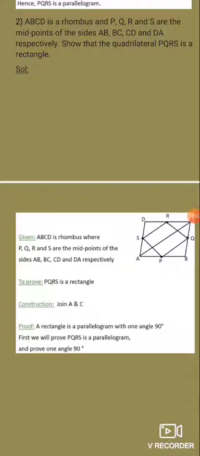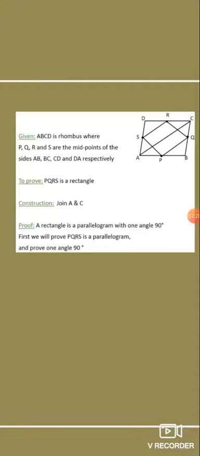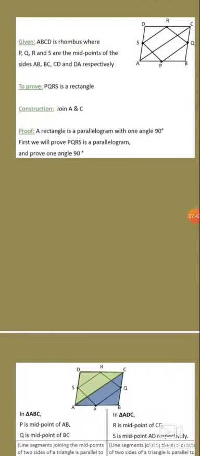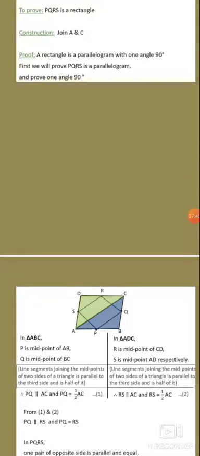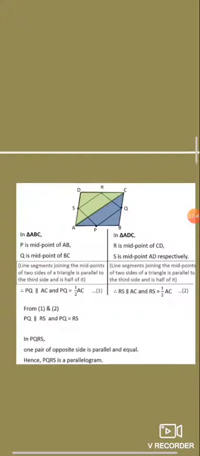Given condition: ABCD is a rhombus where P, Q, R and S are the midpoints of the sides AB, BC, CD and DA respectively. We need to prove PQRS is a rectangle. For that, join A and C. Now, the proof. A rectangle is a parallelogram with one angle 90 degrees. So, what do we want to do first? First, we want to prove PQRS is a parallelogram, and then we need to prove one angle is 90 degrees. Then it becomes a rectangle.